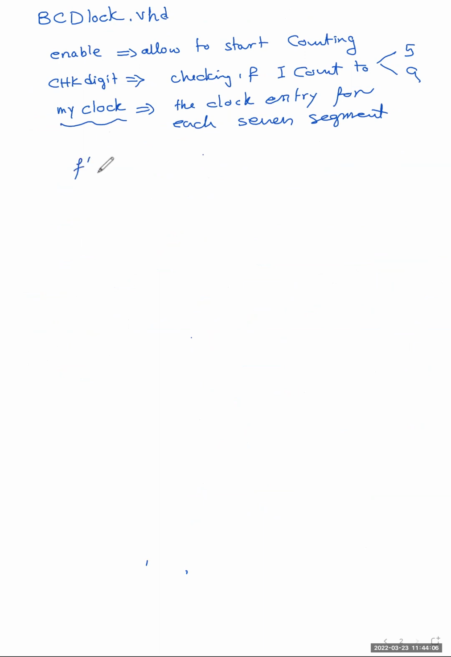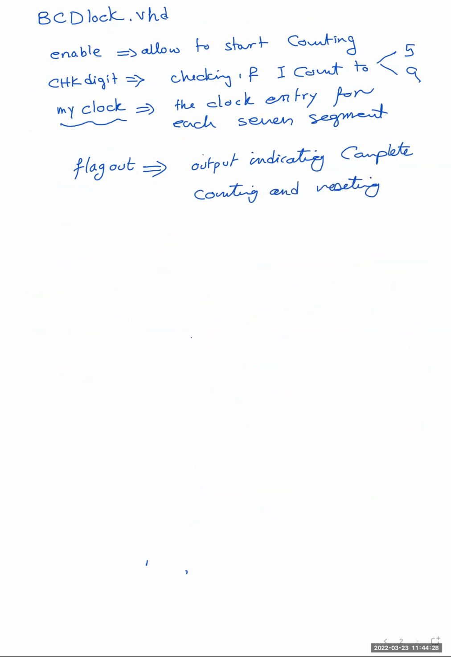And I have my flag out. Okay, so each one is going to have a clock as an input and a flag as an output. So this is the output indicating complete counting and resetting. So you should be resetting and counting back again, okay? Or move to the next 7 segment display.